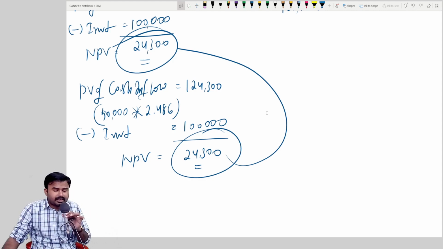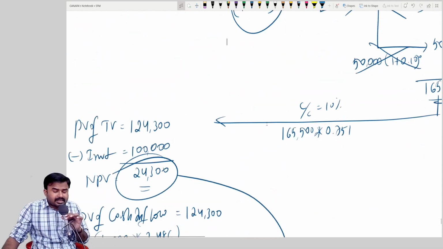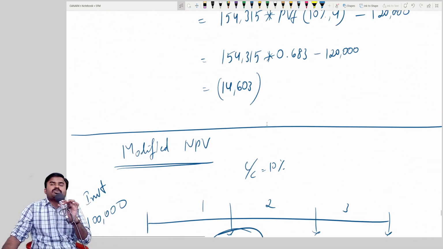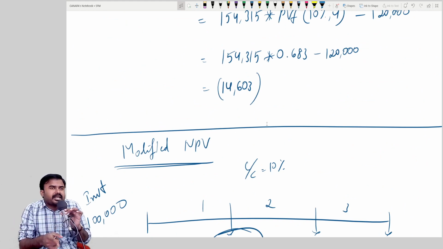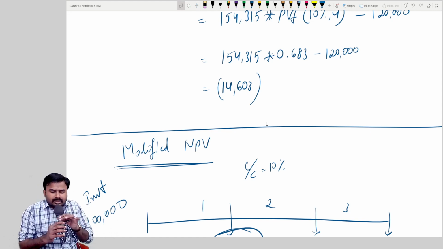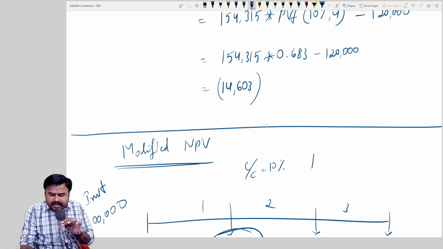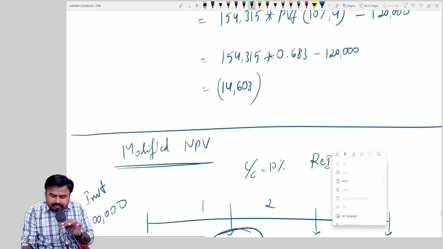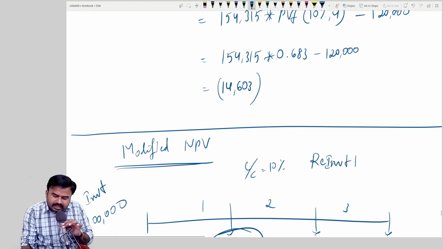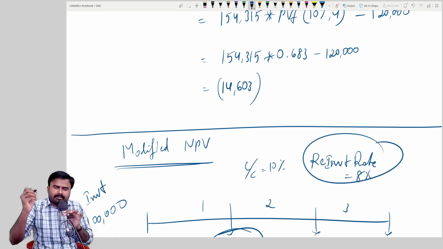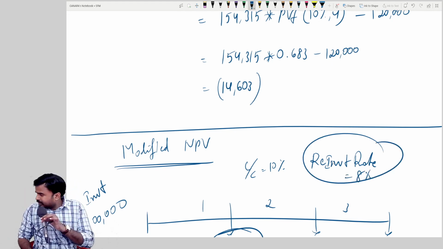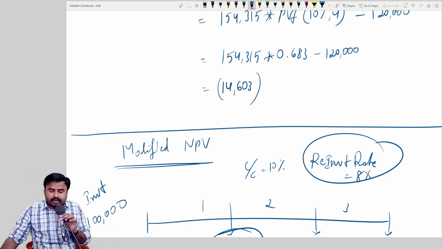But my point is, in case I'm not able to reinvest my cash flows at cost of capital rate, that means my reinvestment rate is not cost of capital. When I was not able to reinvest my cash inflows at cost of capital, that means my future reinvestment rate is changing. My future reinvestment rate is changing. That means 8% I'm taking. How much rate I'm taking? 8%. You know?